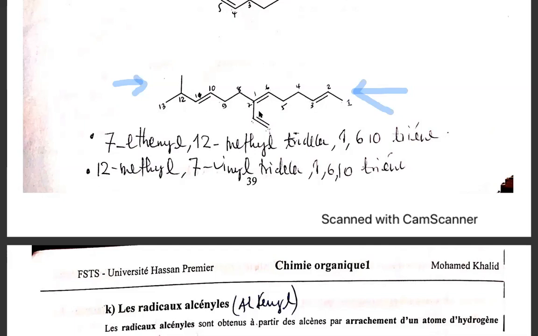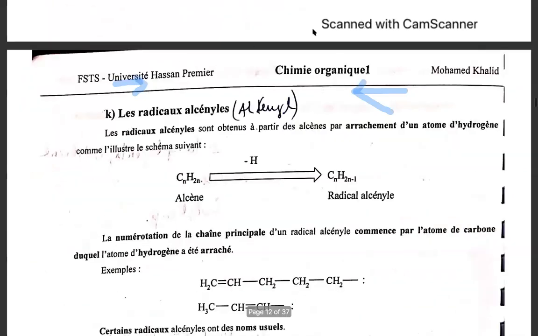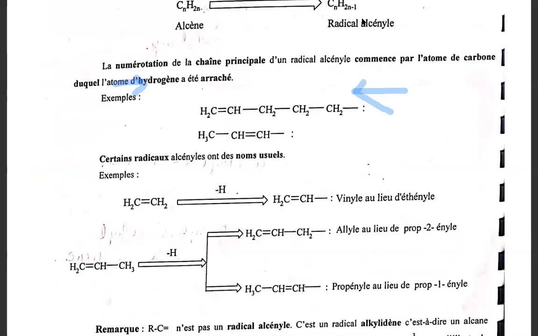So the nomenclature would therefore be ethenyl 12 methyl 3 decene, with position number 2, 6, and 10. Then the name can also be written in this format. Now, this is the format of nomenclature with the nom usual.